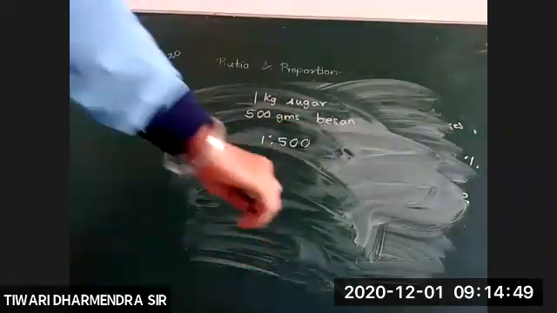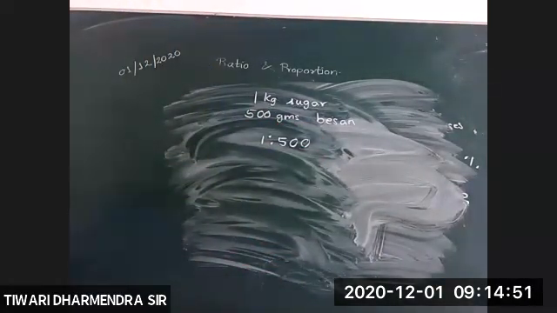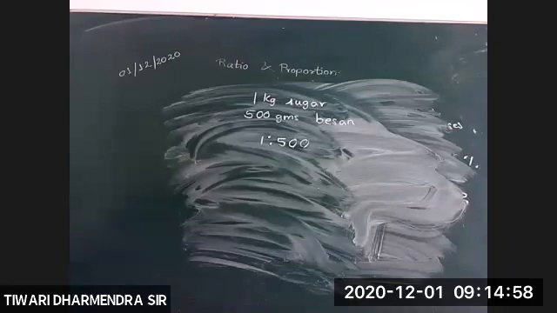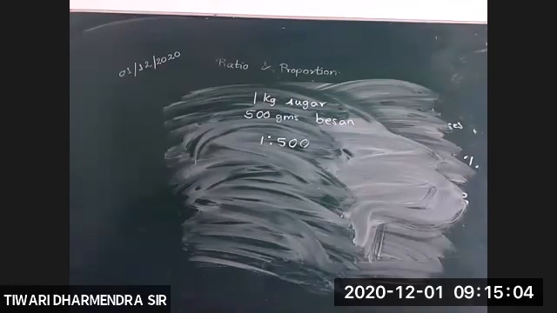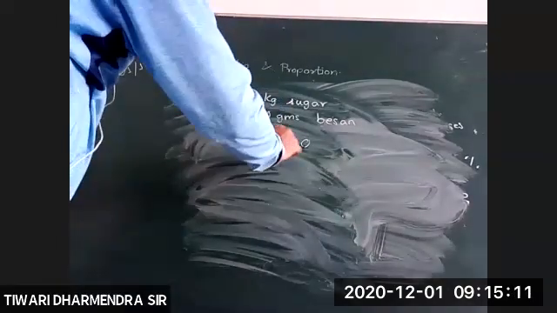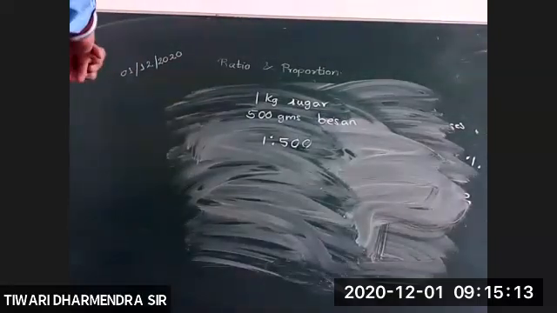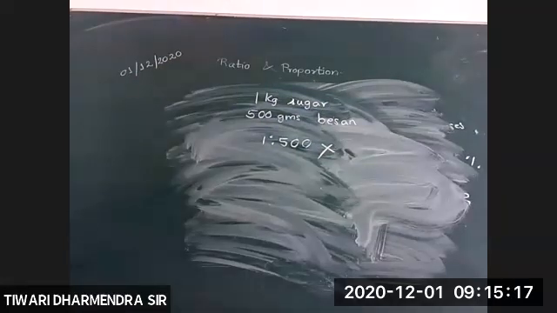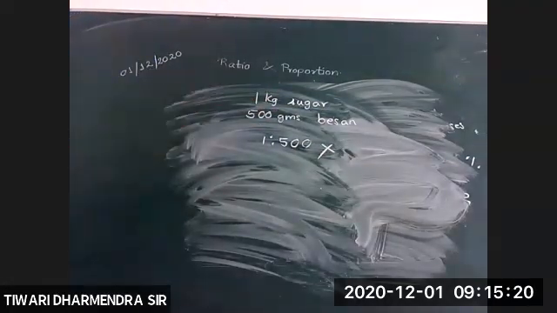Now, can we express it as 1:500? The first entity, sugar, is in kg, and the second entity, besan, is in grams. Can we express it as 1:500? No, we cannot, because it will create a mess, as both are not in the same units.